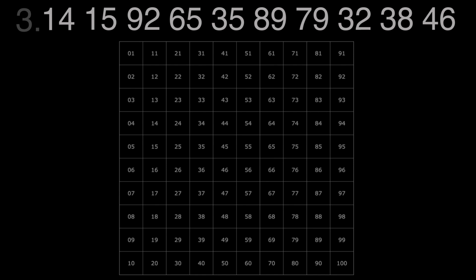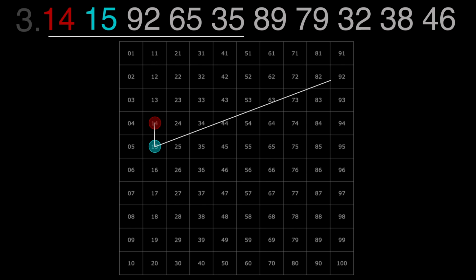Let's do it together. We are going to be doing the first 5 pairs first. So, our first number pair is 14. That means it will go right over here. Next, we have the number 15. That means it will go right below 14. After that, we are going to go all the way across the grid to 92. Next, we are going to go to the middle to 65. Then shoot straight across to 35.